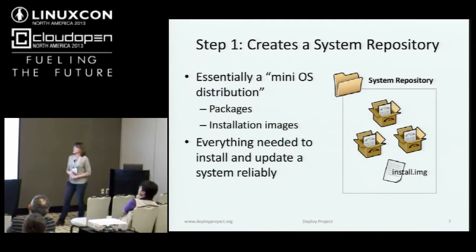Okay, so the first step is it creates a system repository. This is essentially a mini operating system distribution. It looks exactly like a version of CentOS or Red Hat looks, except typically it's much smaller because it just has the packages you need for the system that you're building. So it contains RPM packages and installation images.